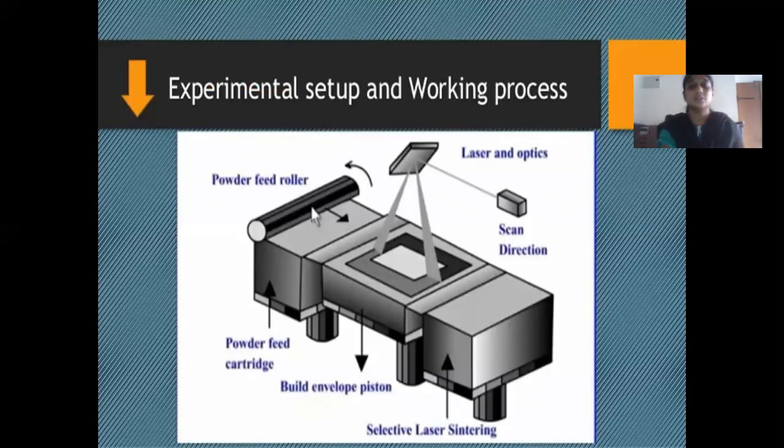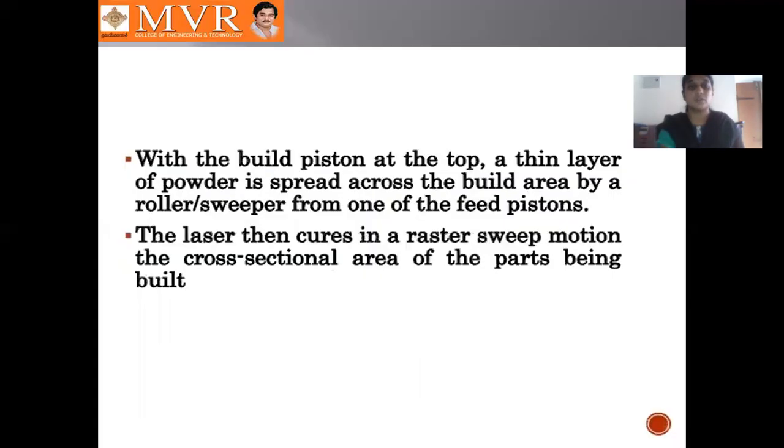Okay, and this is the experimental setup and working process. With the build piston at the top, a thin layer of powder is spread across the build area by a roller sweeper from one of the feed pistons. The laser then fuses the area in a raster sweep motion. This is the SLS process. The material is fed in, the roller smooths it, and then it is exposed to the laser beam, and the product appears.